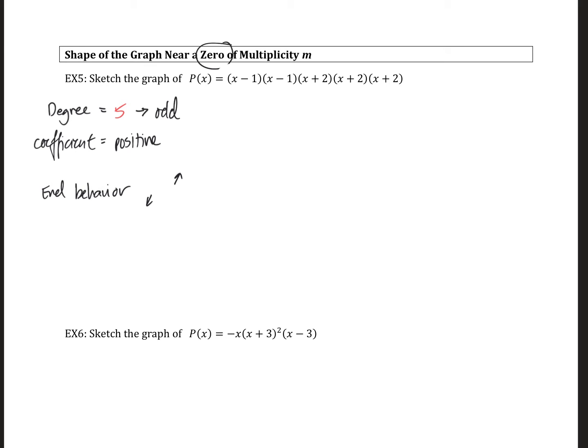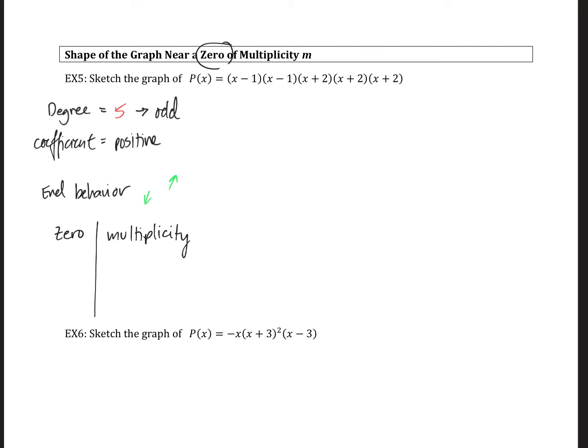Let me write that in a different color. The end behavior is down and then up. Okay, great, so we figured that out. Next, we're going to take a look at these zeros. I'll set up this small chart here for the zeros and what we call multiplicity, which is once again how many times we see that zero occur.